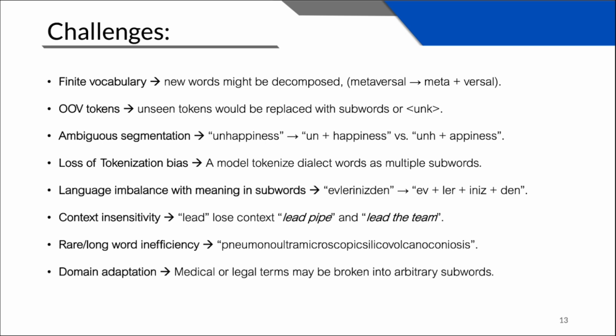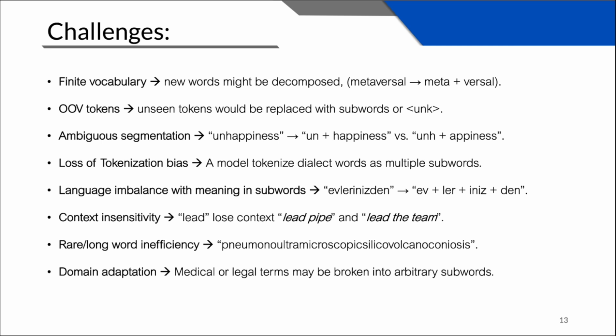For example, especially in morphologically rich or compound languages like German or Turkish. For example, we have the term Evleriniziden, which means from your houses. If we split them, then we will have new different tokens, so it might be mapped differently from the required or the original meaning.